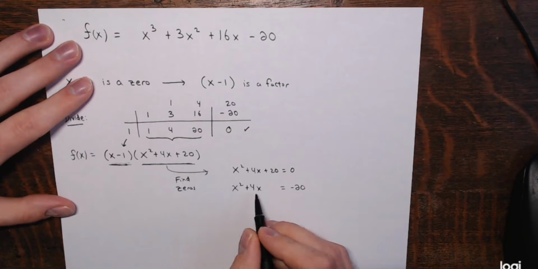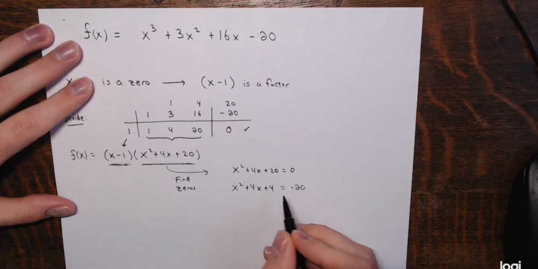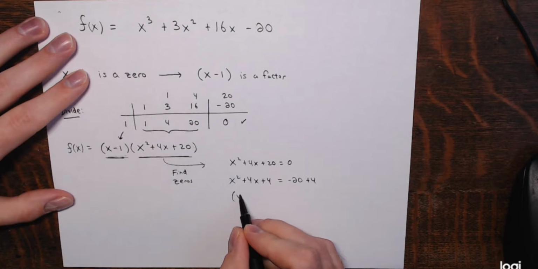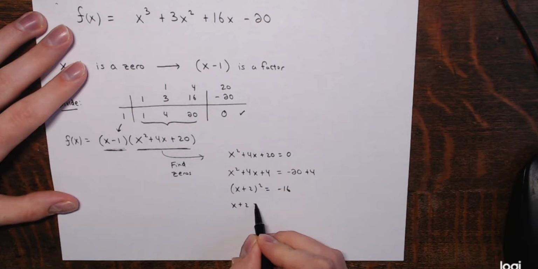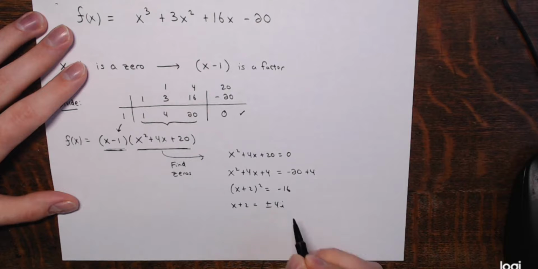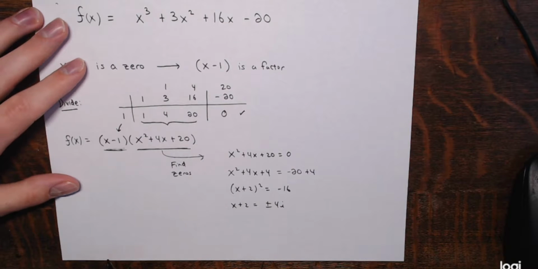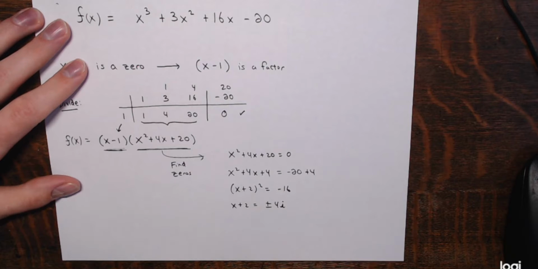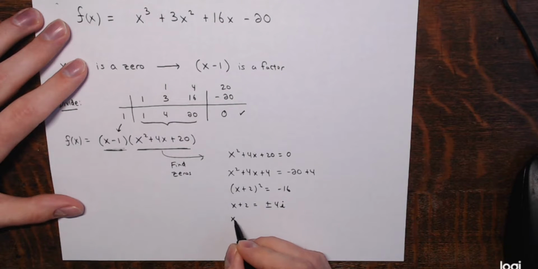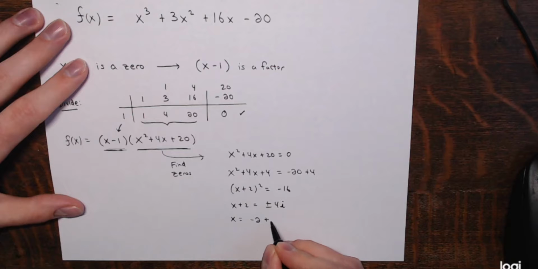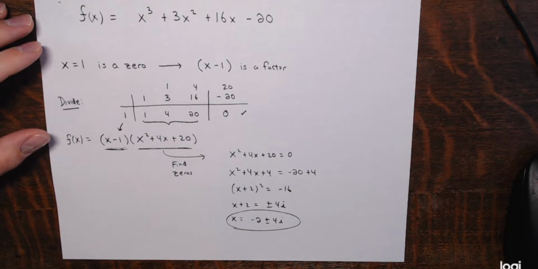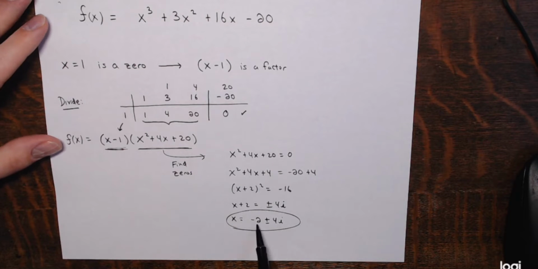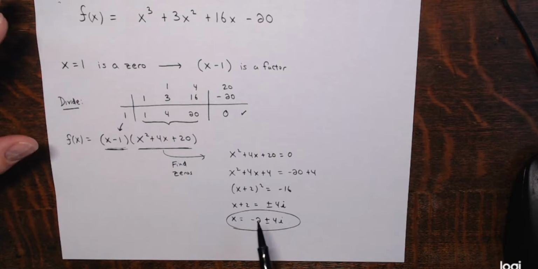So remember, you complete the square on x squared plus 4x, you would have to add 4. Do that to the other side as well. This is x plus 2 squared equals negative 16. Square root property, x plus 2 equals positive or negative 4i. Remember, the square root of negative 16 would be 4 times i, right? 4 times the square root of negative 1. And then subtracting 2, here we go. Negative 2 plus or minus 4i. And there's the other two zeros. So negative 2 plus 4i, negative 2 minus 4i. Those numbers are also zeros of this polynomial.